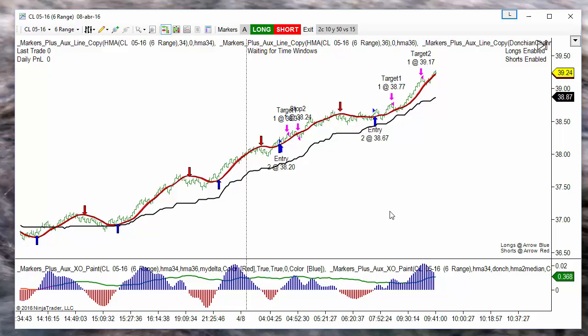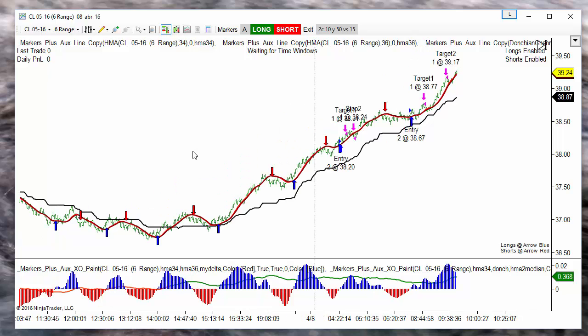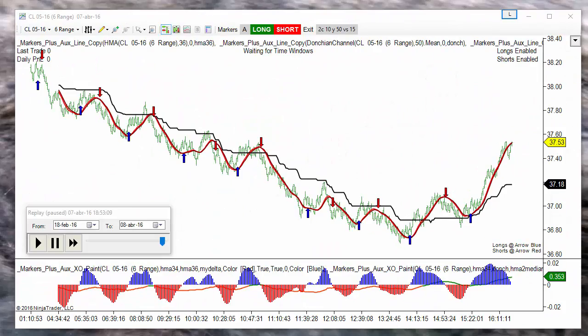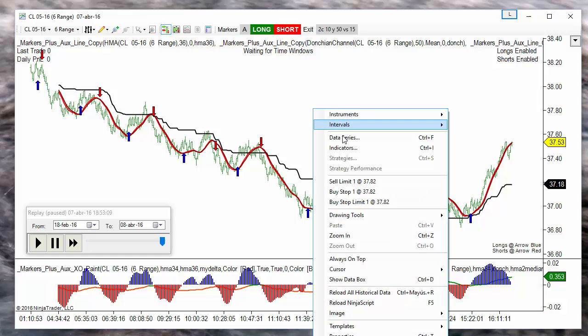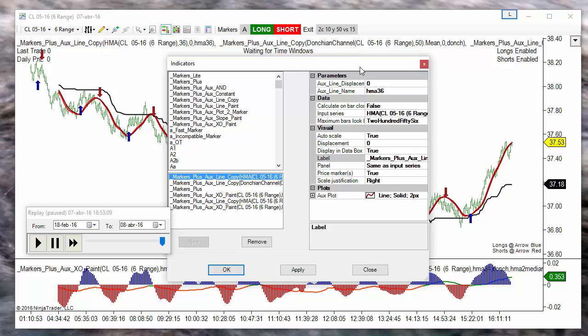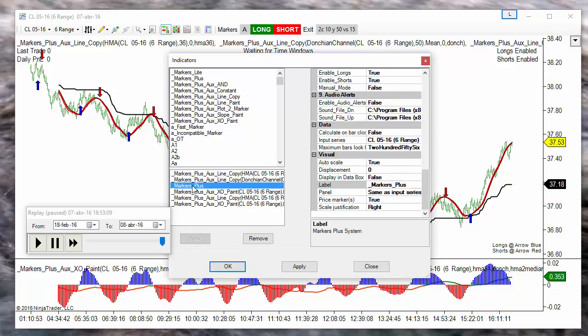To have a better idea how we can trade these signals, we can make a market replay with yesterday's data. Okay, we are now on market replay. Let's see how we can trade these signals using Marker Plus.